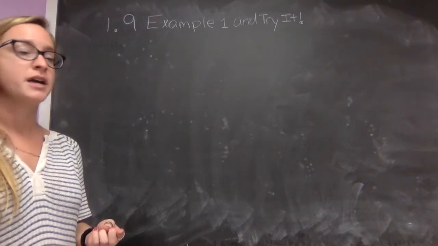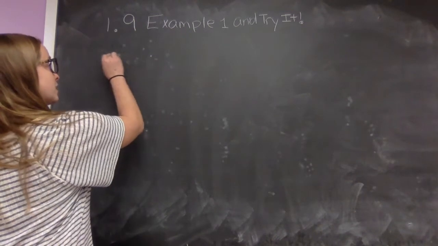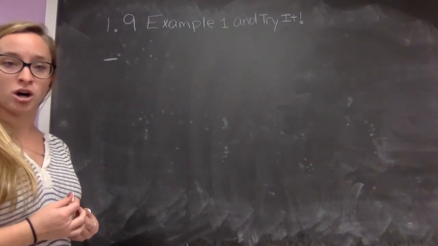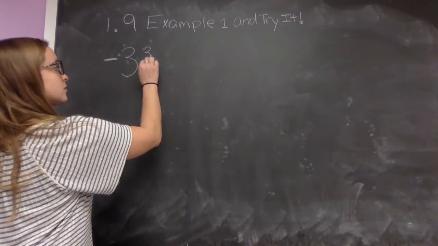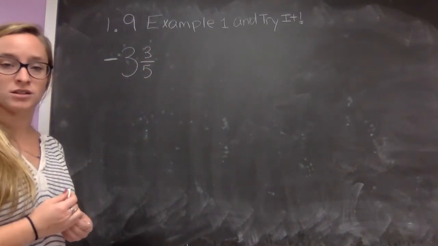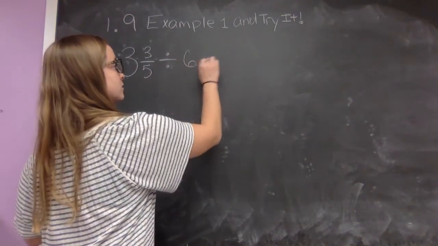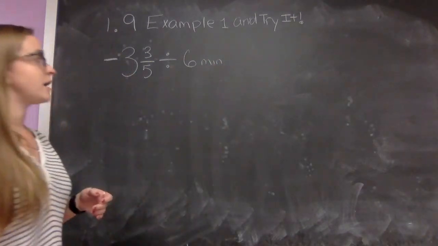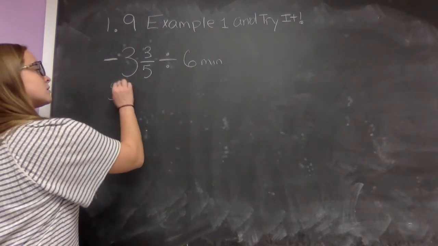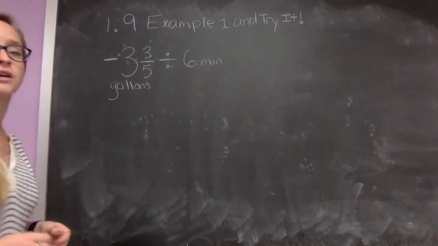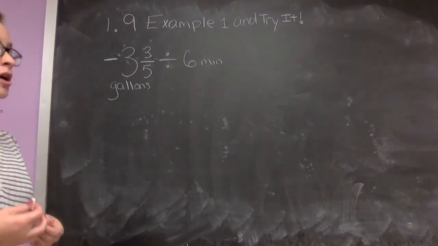The first part is talking about a barrel that is losing water, and losing would indicate that this problem is going to start with a negative number. It's losing negative 3 and 3/5 gallons of water during a 6-minute time frame. So if we're losing, it's going to be negative. We're losing 3 and 3/5 of a gallon in 6 minutes. That's where our problem starts.